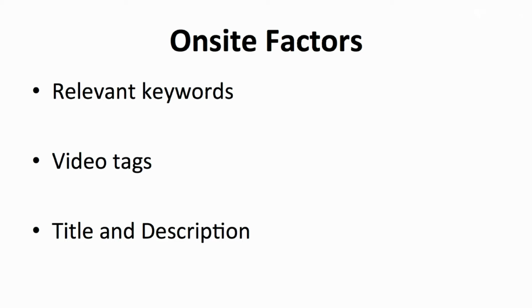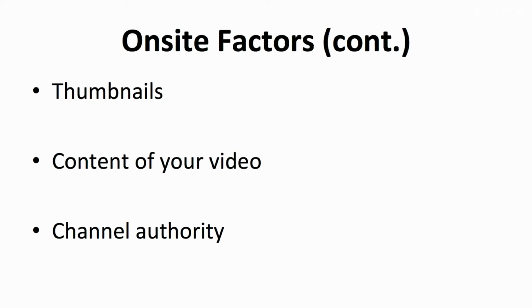Video tags is said to be not very important, but including a few keyword tags helps YouTube know what your video is all about. The title and description of your videos is an important factor in determining your rank, because the keyword in your title and description gives a slight SEO boost to your videos.